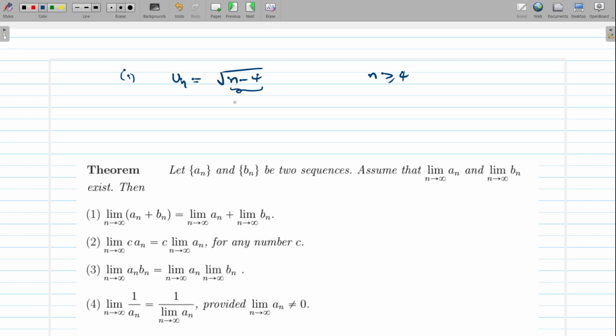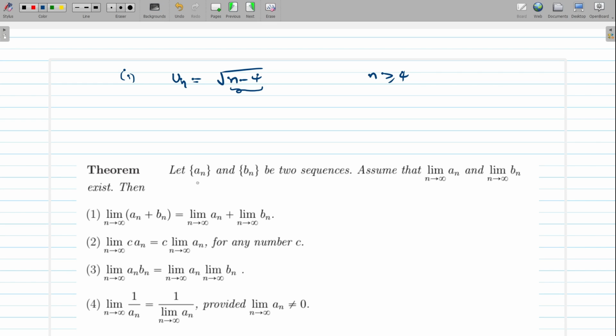And so if we are to talk about a real valued sequence, a sequence that has real numbers, then whatever is under the square root has to be greater than or equal to 0. All right, let's now look at the limit laws.